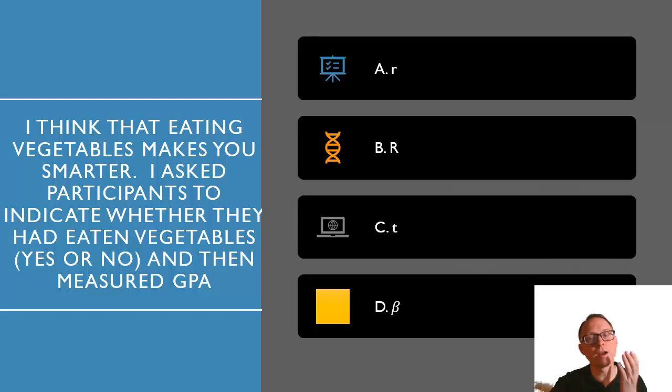This is a bivariate correlation situation, okay? And one of those variables is categorical with 2 levels. So eating vegetables, yes or no, that's 2 levels, right? And the other one is continuous. That means you use a t-test for that. Okay, let's go ahead and stop there.